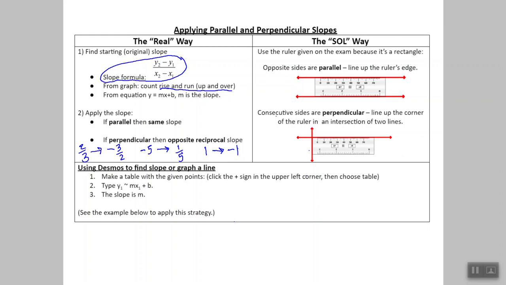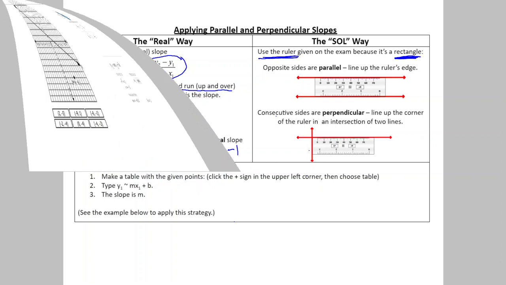Just as a reminder, on the SOL, they give you a ruler. If we think about the ruler being a rectangle, we're going to use the ruler where we line up opposite sides that are parallel or consecutive sides that are perpendicular, because rectangles have right angles. Using Desmos to find slope or graph a line, we can make a table with given points. Let's see how we can apply some of these ideas to this next example.